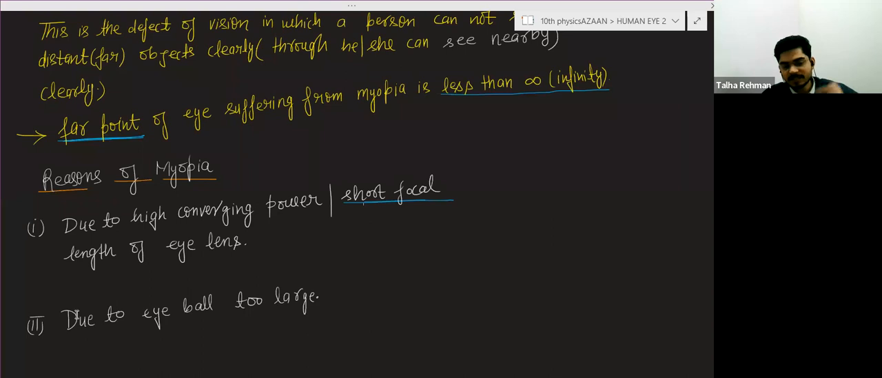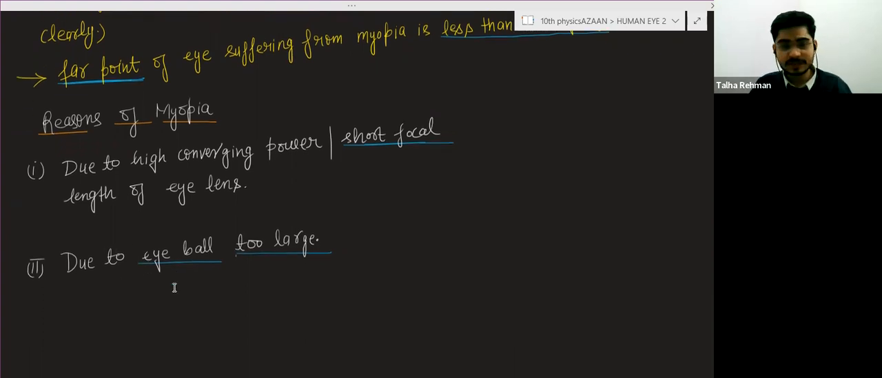And sometimes the eye wall becomes too large. Due to this reason also, the image of the object forms in front of the retina, and that can be another reason. So now we will see how these things are happening.